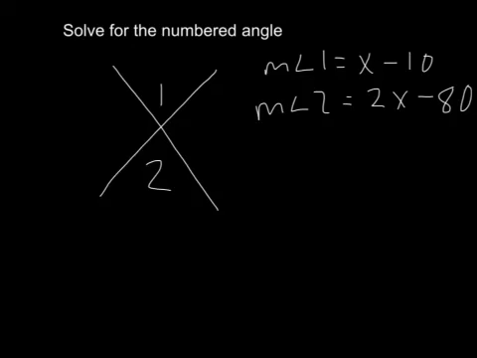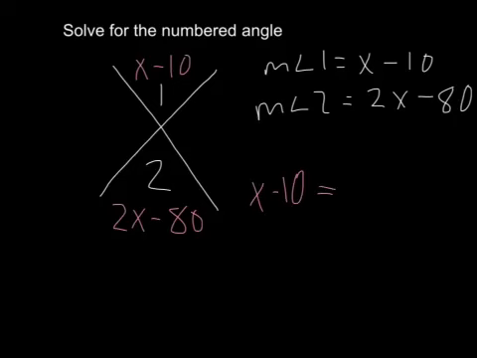All right, let's look at a couple examples. Say we wanted to solve for the numbered angle. Here we have measure of angle 1 equals x minus 10, so I just labeled that on my picture, x minus 10. Our next piece of information we have is measure of angle 2 equals 2x minus 80. I'm going to label that as well, 2x minus 80. Now looking at my picture, I see that these are vertical angles. So I know, because I know that vertical angles are congruent, I know these have the same measure, and I could set them equal to each other. So I can write x minus 10 is equal to 2x minus 80. And again, I knew that because these are vertical angles, they are congruent.